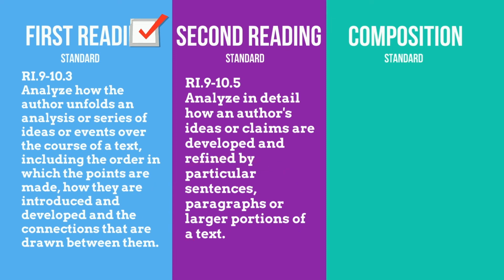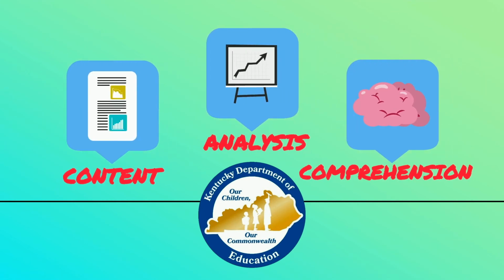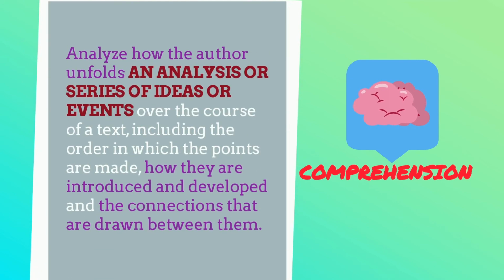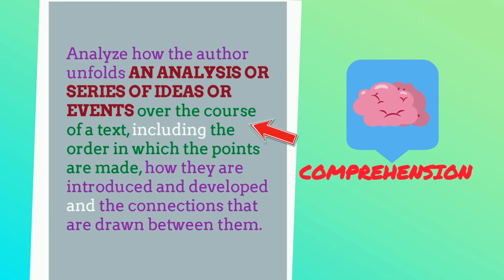We now have our two reading standards. We just need a composition standard to round out our focus cluster. Let's return to our first reading standard and look at the comprehension dimension. Analyze how the author unfolds an analysis or series of ideas or events over the course of a text, including the order in which points are made, how they are introduced and developed, and the connections that are drawn between them. Students can demonstrate this comprehension in a written product using a composition standard.